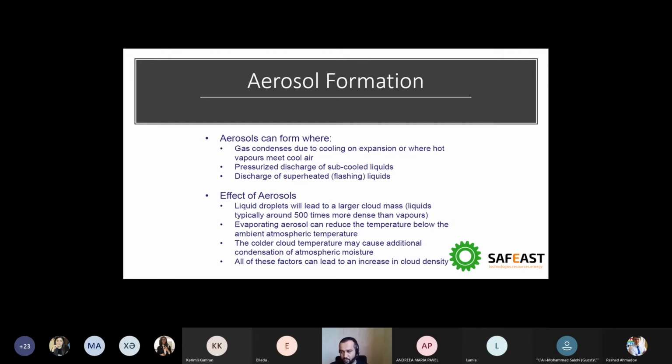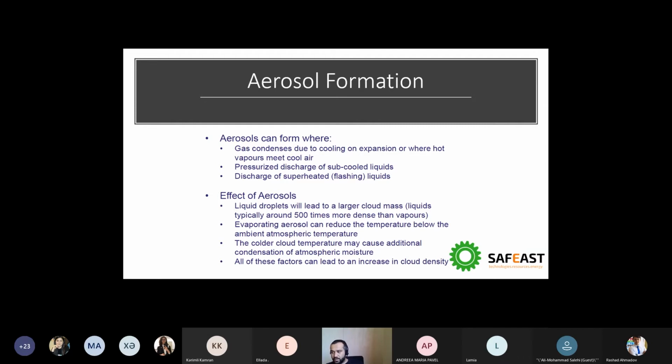I'm sure that you're all aware of the process itself, how this aerosol forms. But I would like to discuss here the effect of the aerosol. When there are liquid droplets from your release, it will lead to a larger cloud mass, which is typically 100 times more dense than an actual vapor. This actually changes the overall density of the cloud. So this is one of the effects of aerosol on the behavior in consequence modeling.